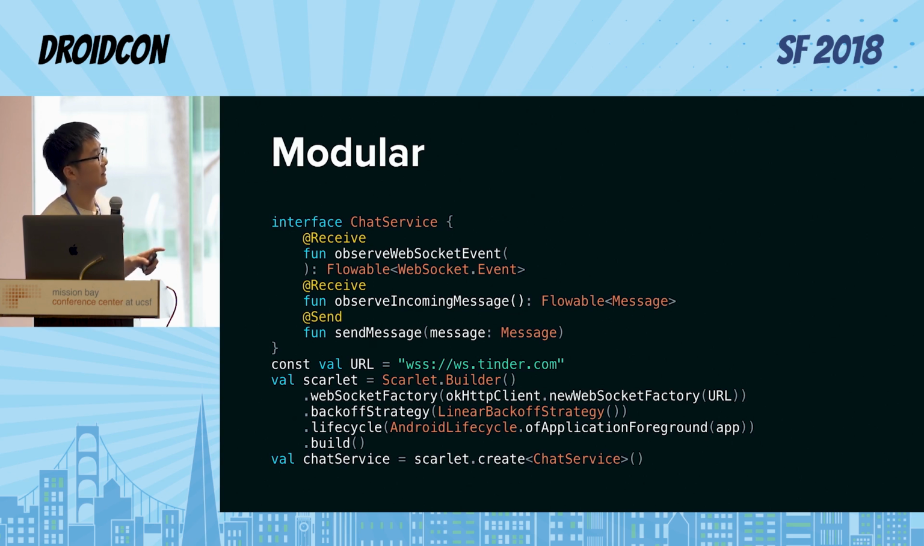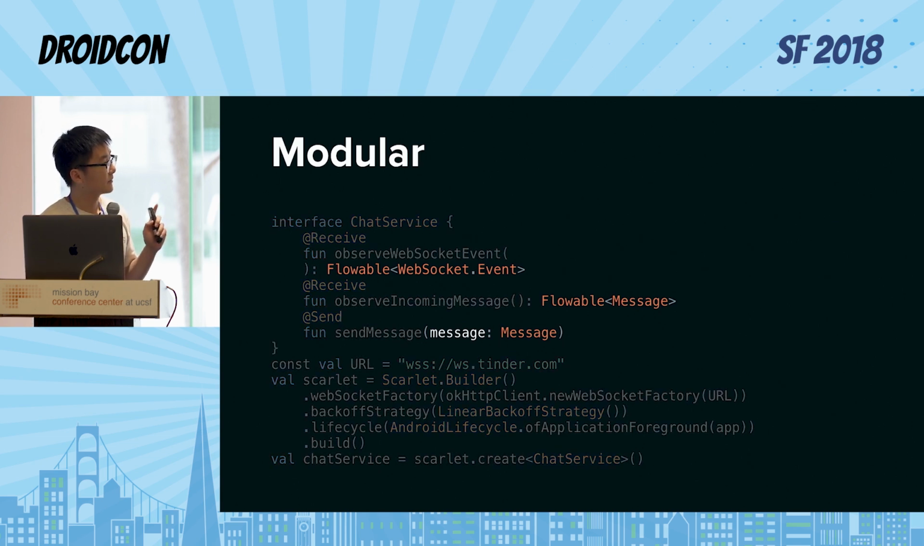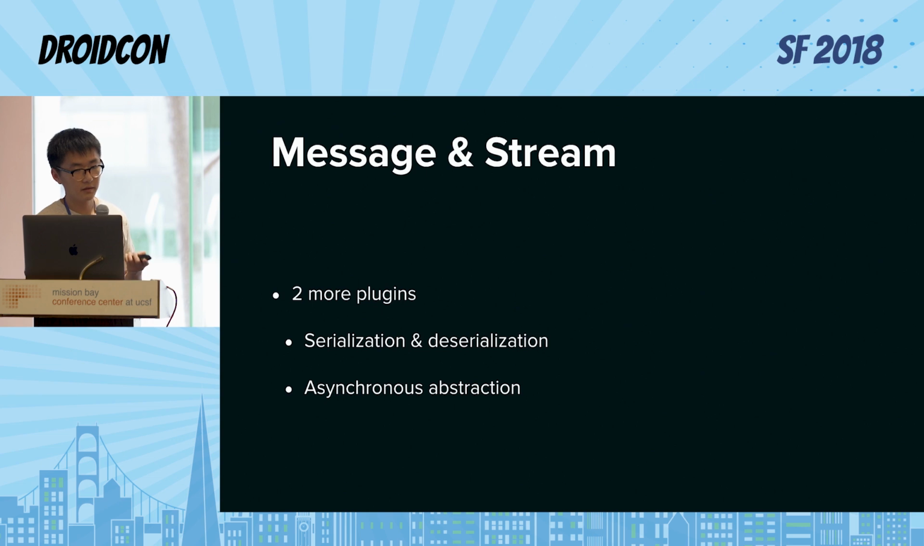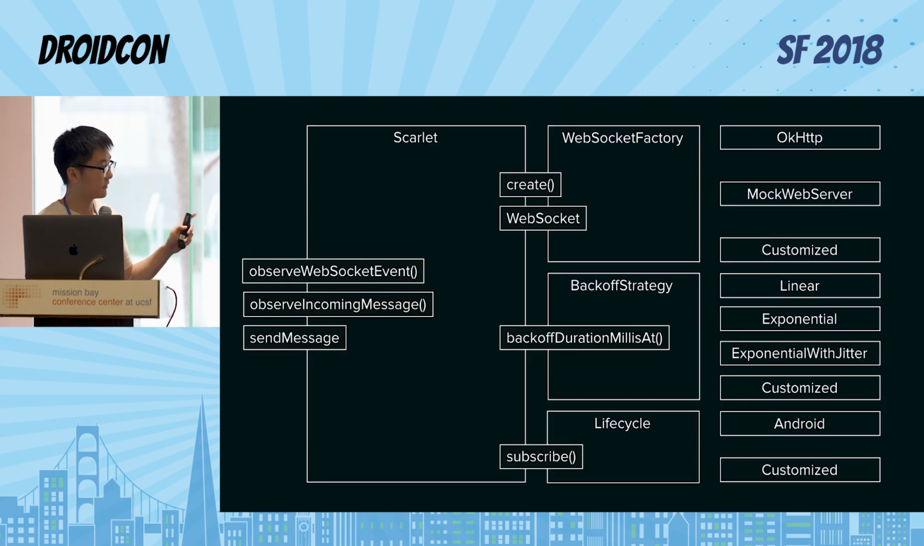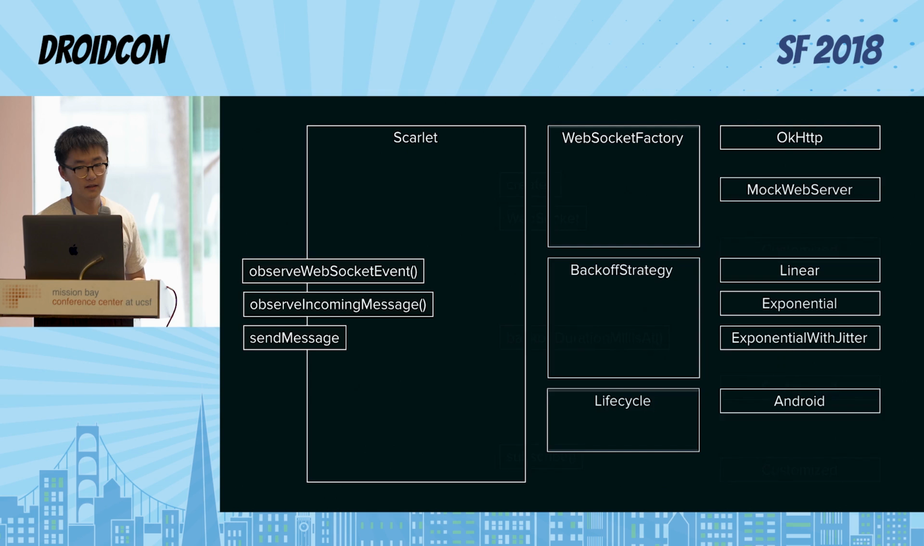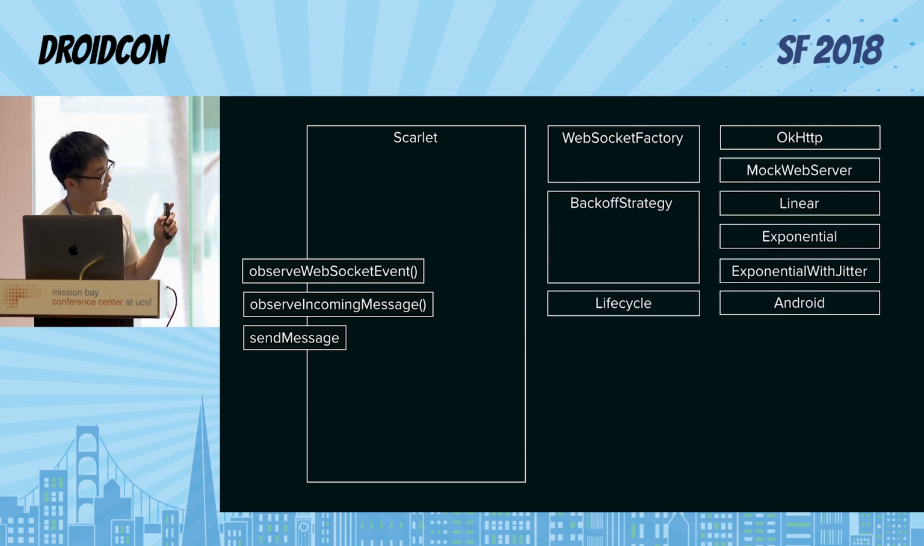However, something is missing here. So how did Scarlet know how to serialize and deserialize messages? And do you have to use Flowable? It turned out that Scarlet has two more plugins for customizing these behaviors. Let's go back to the list of plugins.